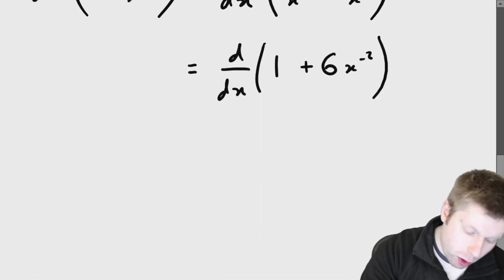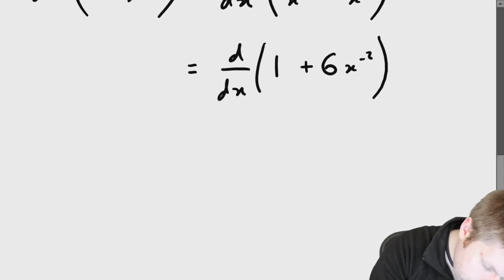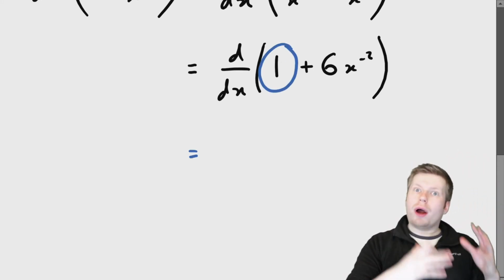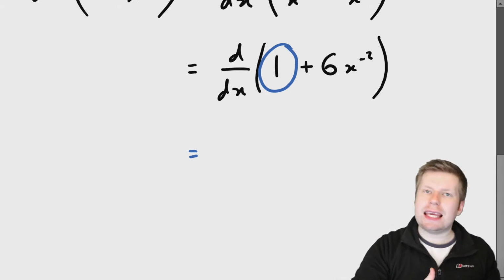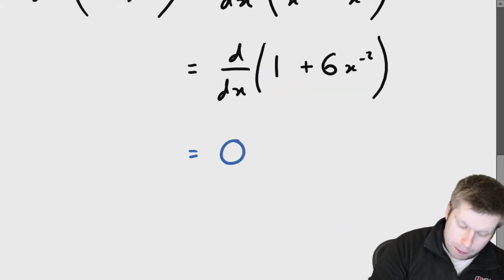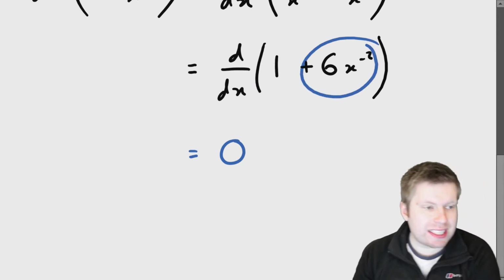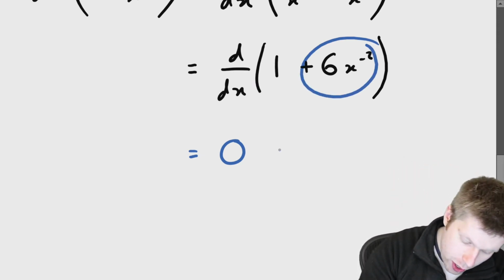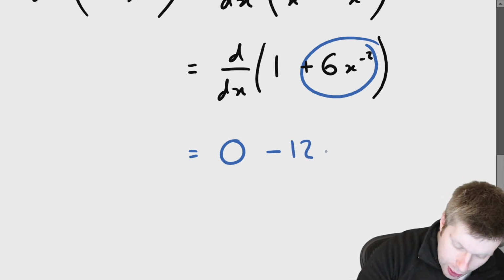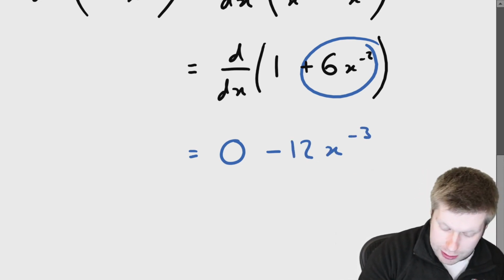So now I'm in a position where I can differentiate. So let's have a look at this. So if I differentiate 1, well, just remember this is like 1x to the power of 0. And we've just seen that when I differentiate that, that should effectively just become 0. Okay? If I differentiate the positive 6x to the power of negative 2, that becomes, well, 6 times negative 2 is negative 12. And then if I reduce the power by 1, I get negative 3.